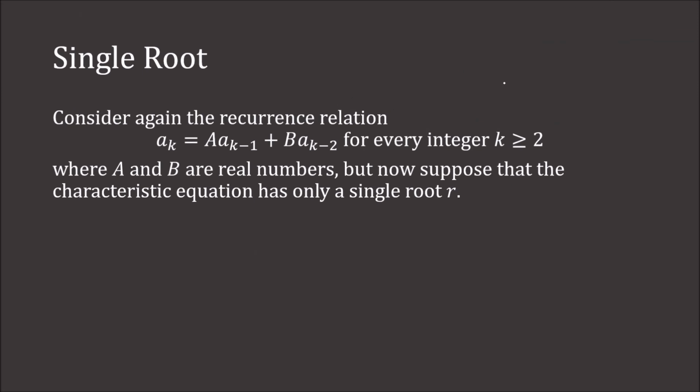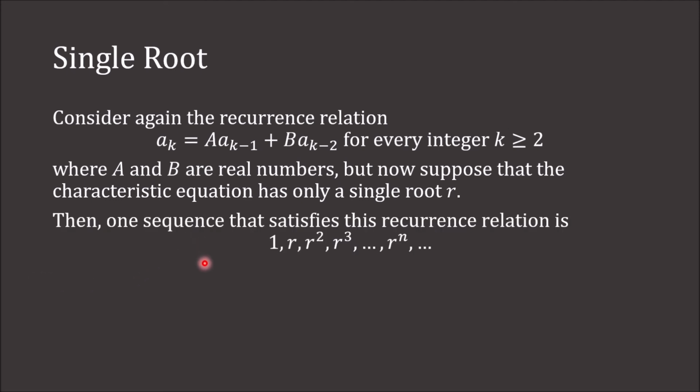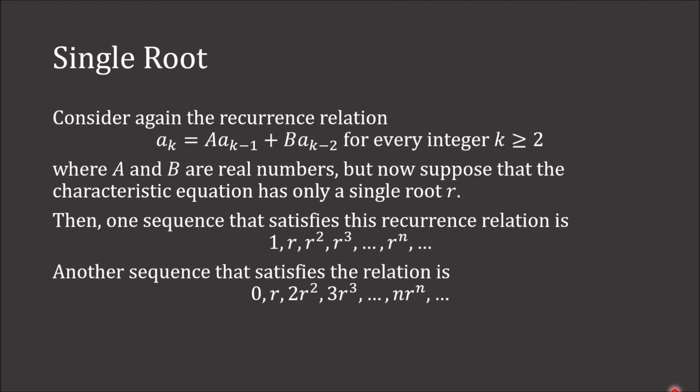So now we consider the recurrence relation again, except now let's suppose that the characteristic equation has only a single root. Then one sequence that would satisfy it would be 1, r, r squared, r cubed, up to r to the n, where r is that single root of the characteristic equation. Another sequence that would satisfy it would be 0, r, 2r squared, 3r cubed, so on and so forth, n r to the n, so on and so forth.